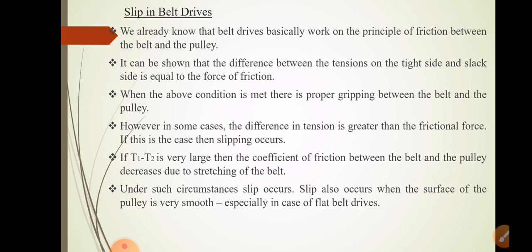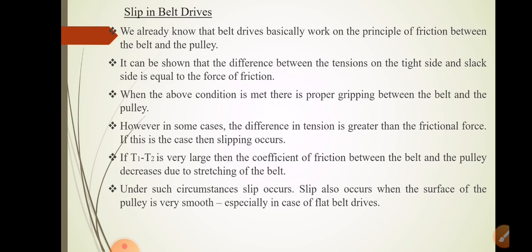Now, it can be shown that the difference between the tensions on the tight side and the slack side, that is T1 minus T2, if T1 is the tension on the tight side and T2 the tension on the slack side, is equal to the force of friction. When this condition is met, then there is proper gripping between the belt and the pulley. But there are certain cases where there is a deviation. There is a difference between T1 and T2, and if this is greater than the frictional force, then slipping occurs.